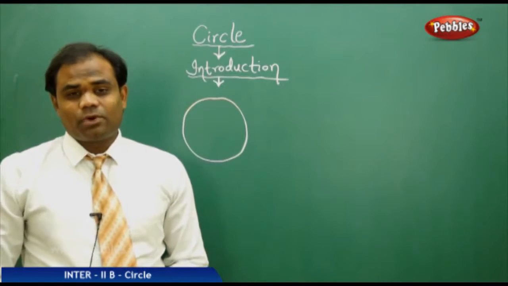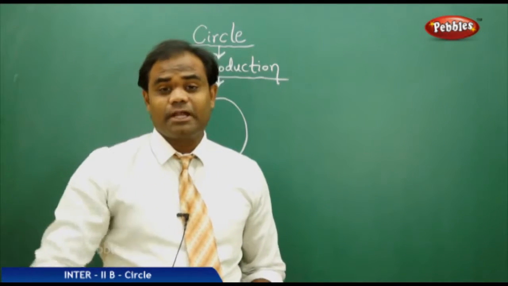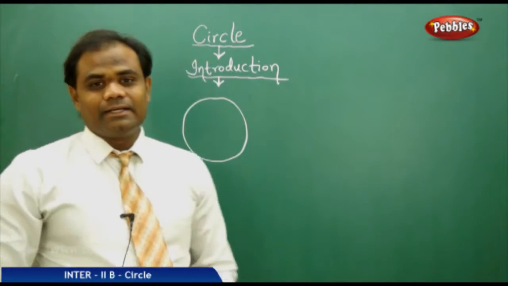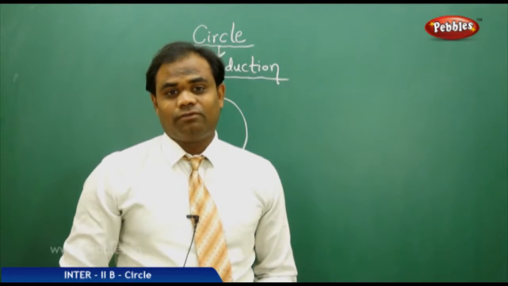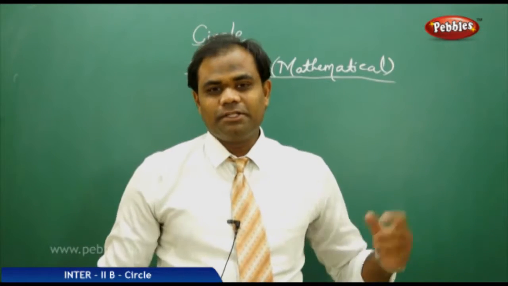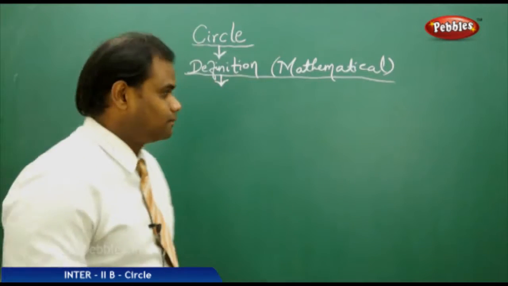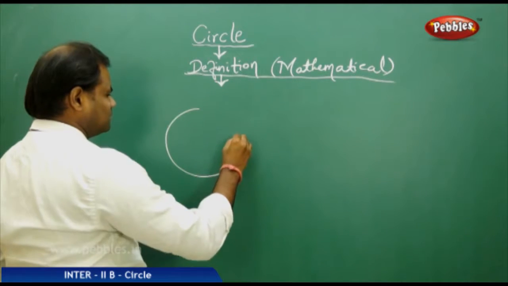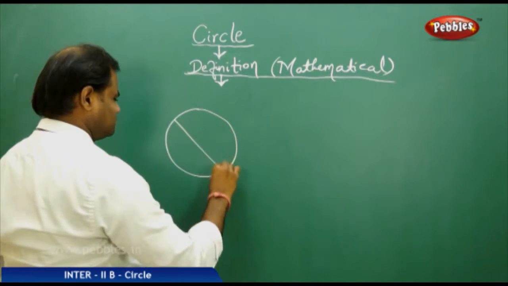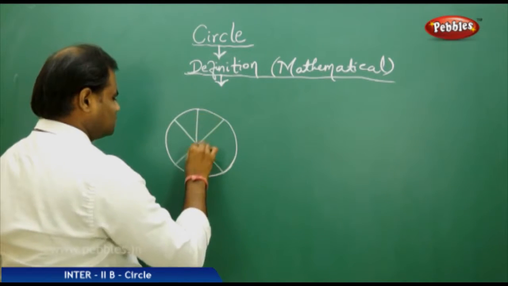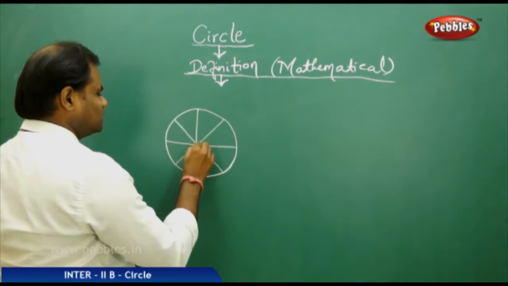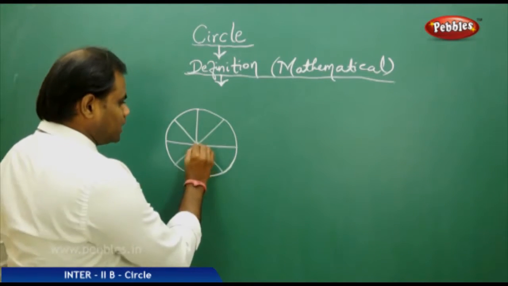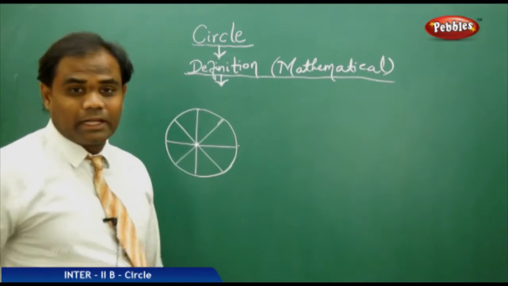Now circle has many properties which we'll be studying in future, but now let's see what exactly is the mathematical definition of a circle. Now imagine I have a circular wheel. Now this is a circular wheel. Now we know that this wheel has all its spokes equal in length.